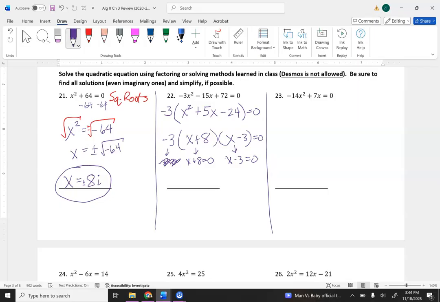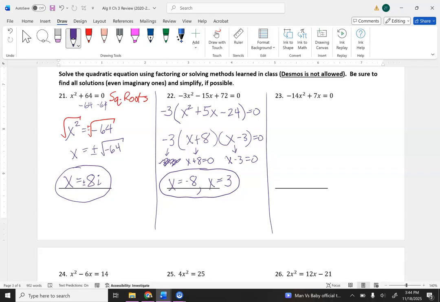But each of these other two parentheses, so x plus 8 equals 0, if we minus the 8 over to the other side, that will tell us that x could equal negative 8. And over here, if we add 3 to the other side, that tells us that x could equal 3. So we end up getting two solutions for that one as well.